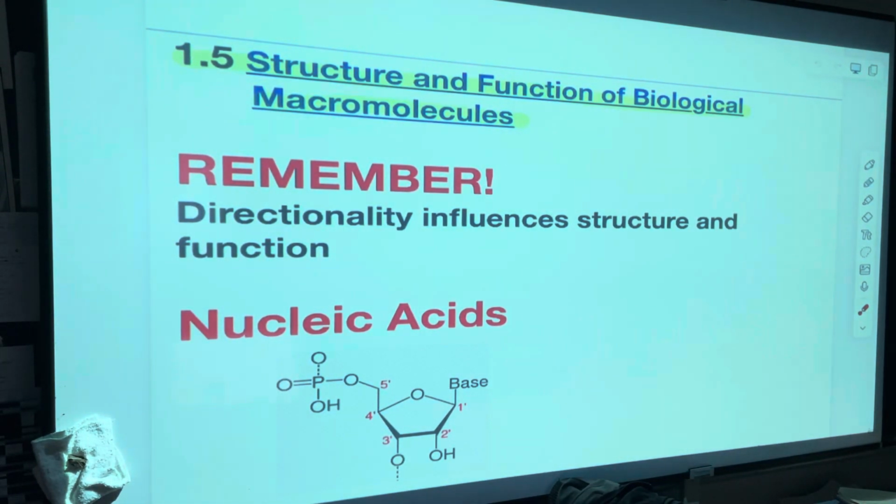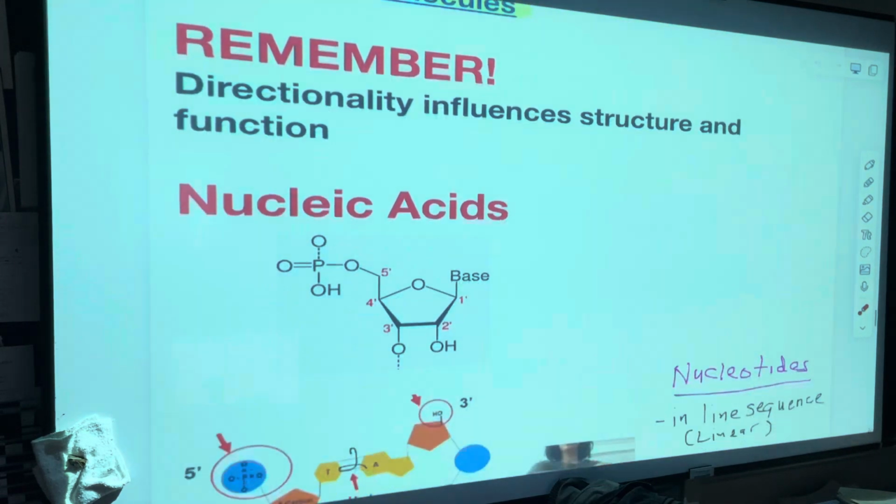Directionality affects the structure, structure affects the function. Okay, so there's two of them. Here's the first one, nucleic acids.